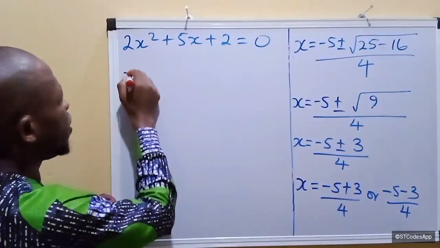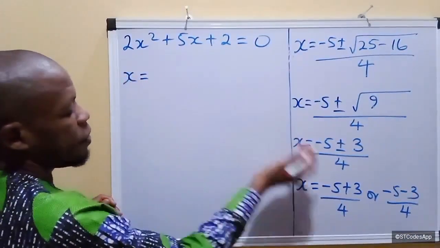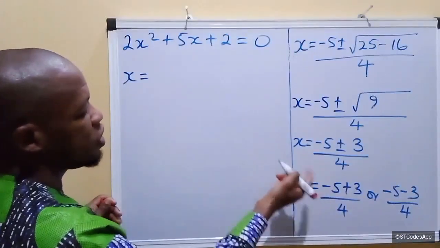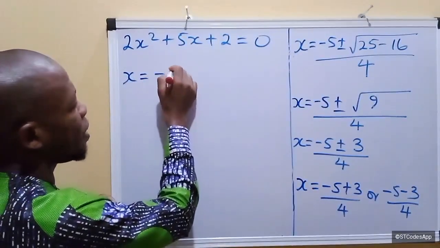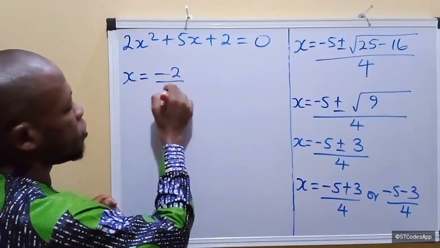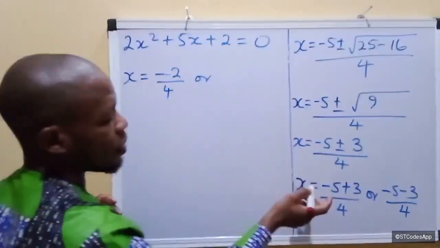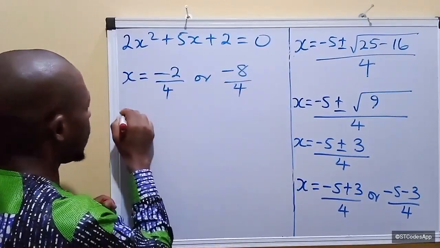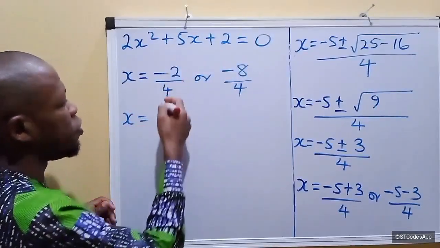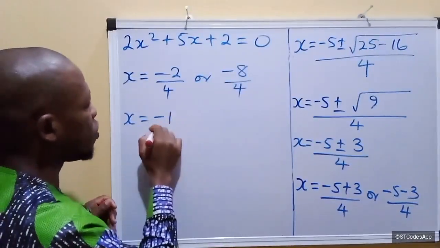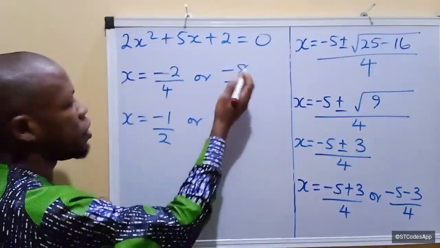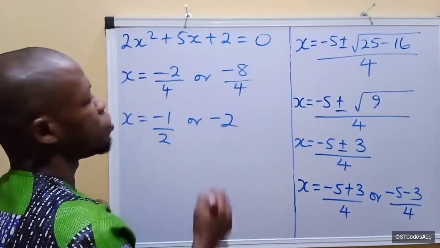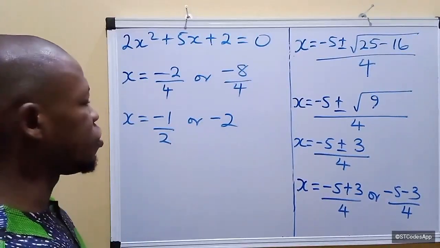We are going to have x is equal to, for the first one here, minus 5 plus 3 is going to give us minus 2 all over 4. Then for the second one, minus 5 minus 3 is going to give us minus 8, and we'll have all over 4. Meaning that x is equal to, if you reduce this to the lowest term, we're going to have minus 1 all over 2. Or, in this case, we're going to have minus 2. Because 8 divided by 4 is 2.